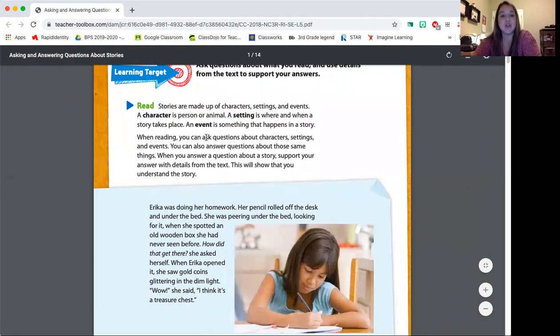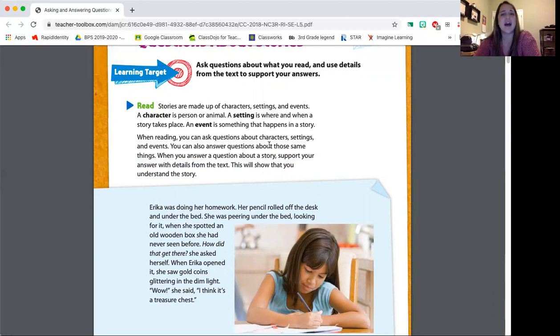So when we're reading, you can ask questions about characters, settings, and events. You can also answer questions about those same things. When you answer a question about a story, support your answer with details from the text. This will show that you understand what you're reading. Okay, for example, when we were writing the stories about Max and Penny in space, I was asking you guys, well, why did he eat ice cream? Oh, because Pluto's a very cold planet. So you're giving me details that you understand what the weather is like in Pluto, right?